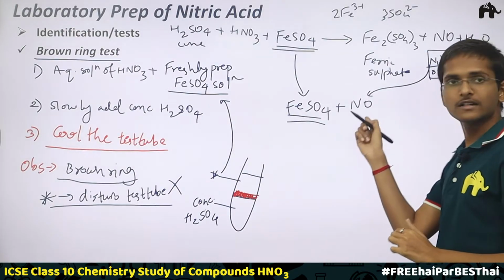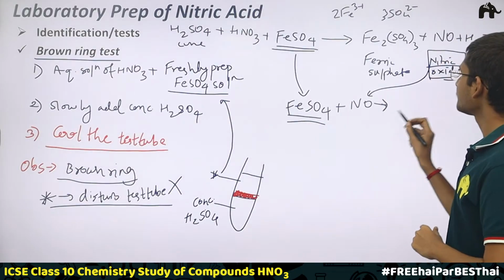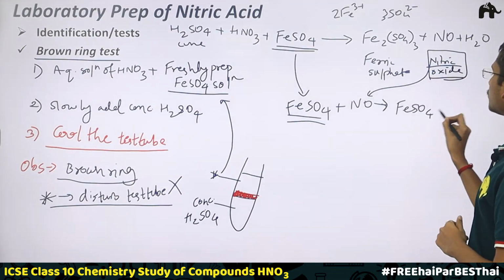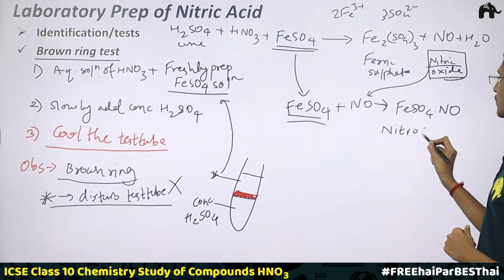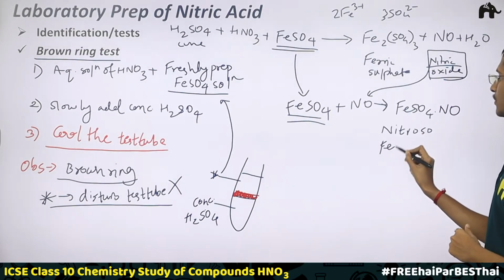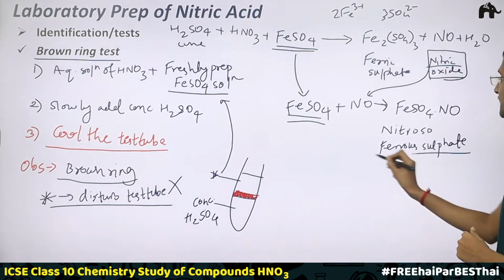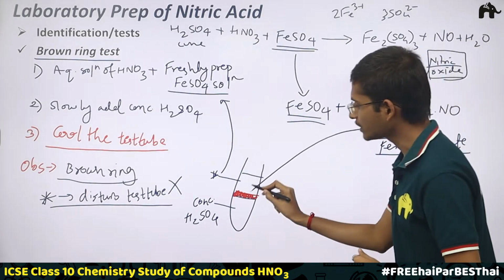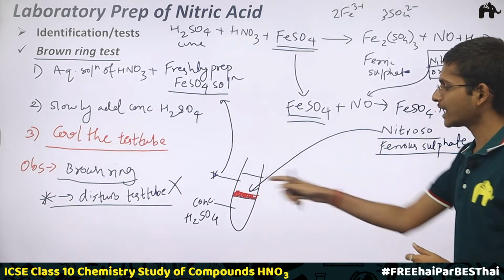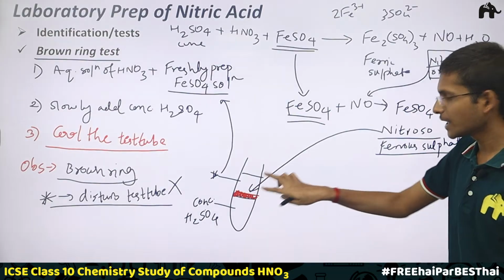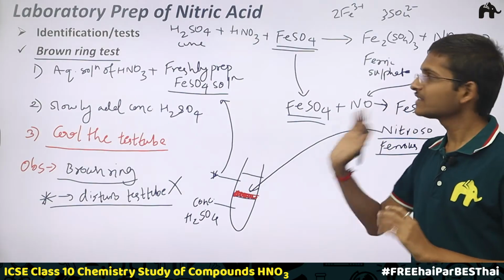This nitric oxide, when it is formed, would again react with the ferrous sulfate and form this compound, nitroso-ferrous sulfate, FeSO4.NO, whose name is nitroso-ferrous sulfate, and this compound is brown in color. So this is the brown compound which is formed between the two liquids, at the junction of the two liquids.